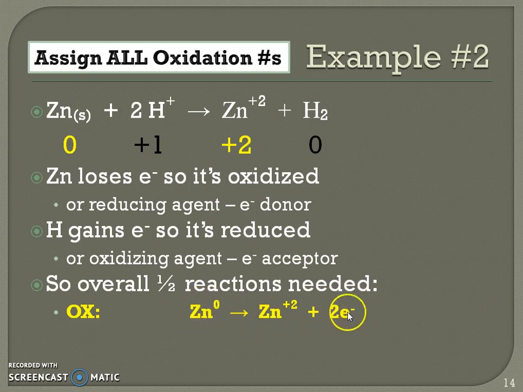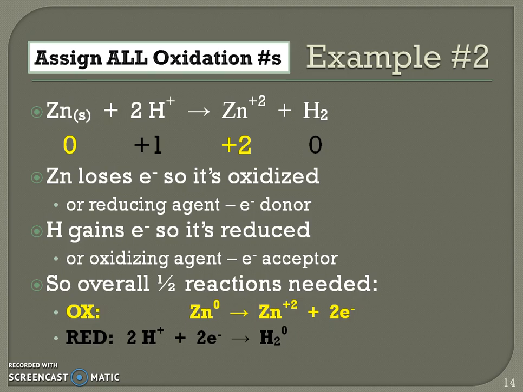My electrons better be on the right side because I am donating those electrons. And if we notice the charge here, zinc is 0 charge totally on this side, and +2 plus 2 negative electrons on this side would be a total of 0 charge as well on the product side.